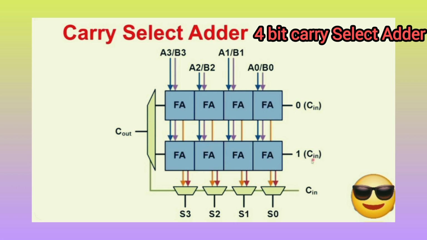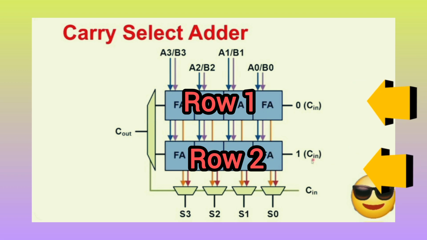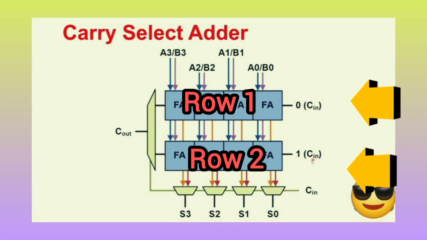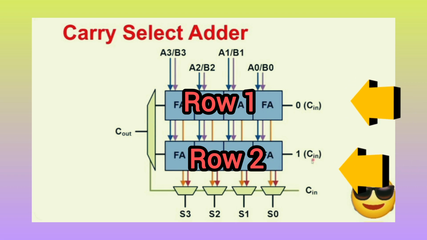This is a 4-bit carry select adder. Read the schematic carefully and systematically. The input bit pairs A0 B0, A1 B1, A2 B2 and A3 B3 are shown entering from the top. Notice that these inputs fan out downward into both rows of full adders simultaneously. Both rows receive identical data inputs. This is the defining structural feature of the carry select approach.